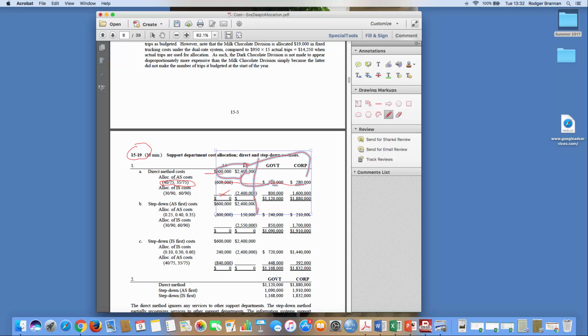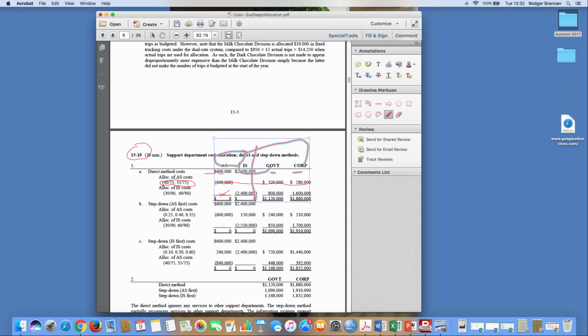So the total amount of support department costs allocated to government would be the 1.12 million and 1.88 under the direct method. Now remember, it's not that the direct method is inherently bad, but generally you give up a degree of accuracy with simplicity. But the question is, how much do I really give up, and how much am I willing to give up?